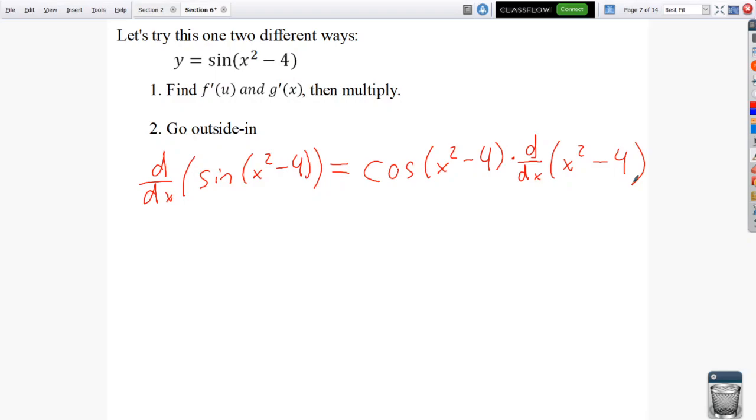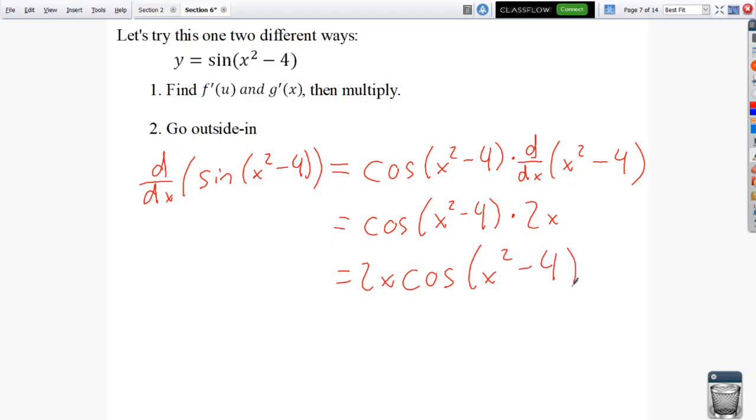Now I see that I still have a derivative in the problem that I'm trying to do, so I'm going to have to take that derivative. So this is going to be cosine of x squared minus 4 times the derivative of x squared minus 4. The derivative of x squared minus 4 is 2x, the 4 differentiates out, and then I'm just going to rearrange stuff so that it looks pretty: 2x cosine of x squared minus 4.